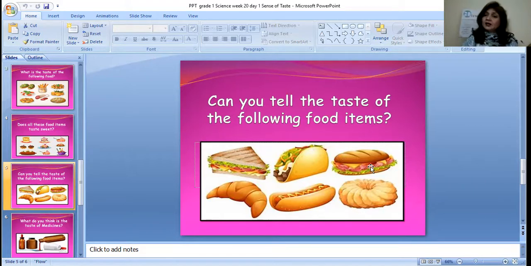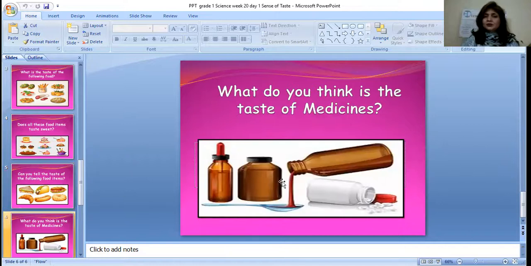It's a burger, again, it's salty. It's a croissant, again, salty. Hot dog, salty. This is also a donut, right? Okay. So now, what do you think is the taste of medicines?